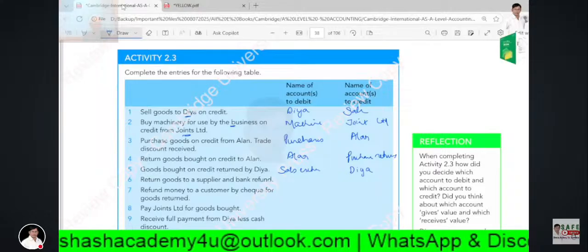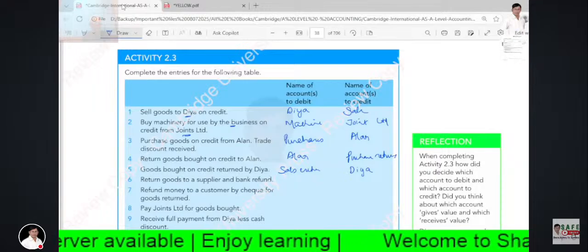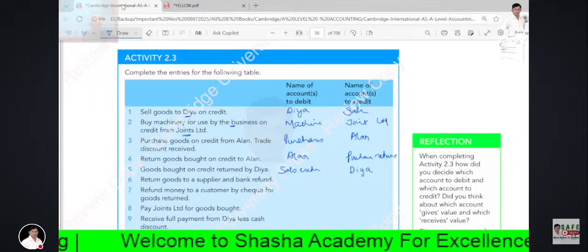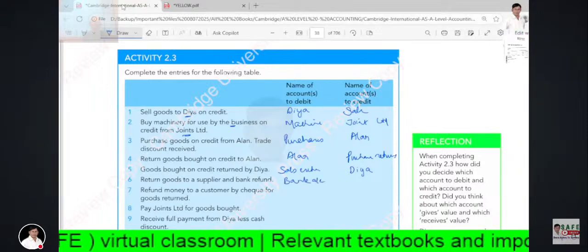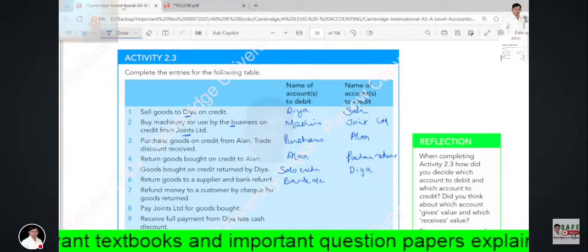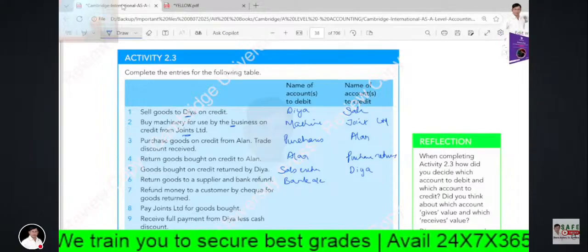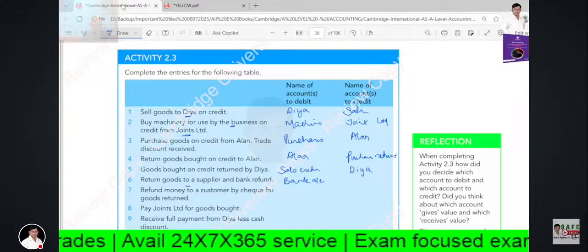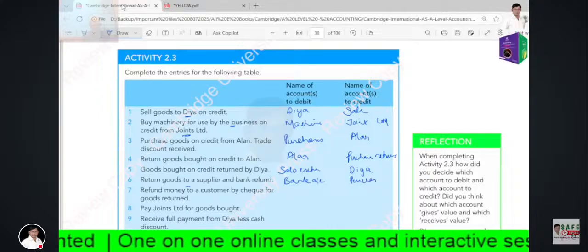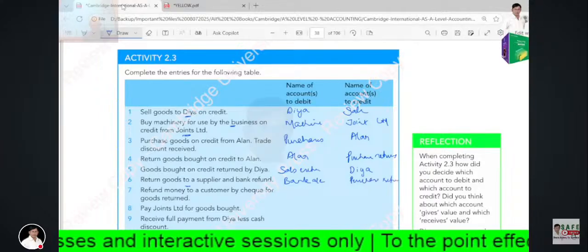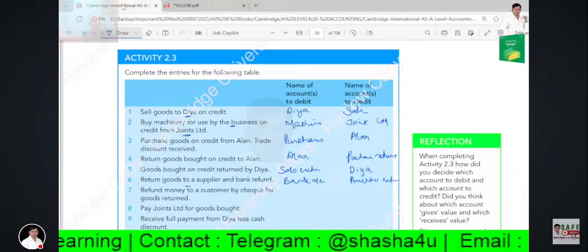Return goods to a supplier and bank refund. So what has happened? We have returned the goods and we have received the money. So bank money will come in bank account. So return goods to a supplier. They have not mentioned the name, so we can just write return goods to a supplier. So it is purchase returns, exactly reverse of purchases. Because of purchase returns, we have received money. We have deposited in bank.